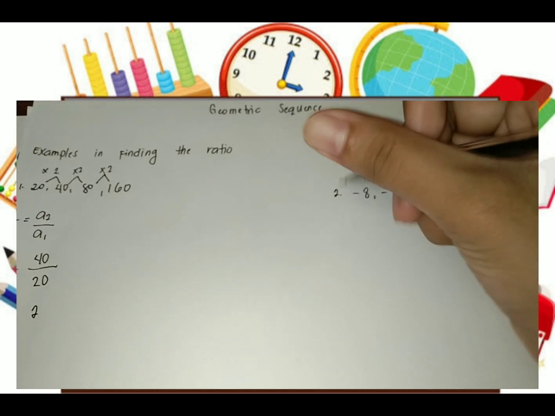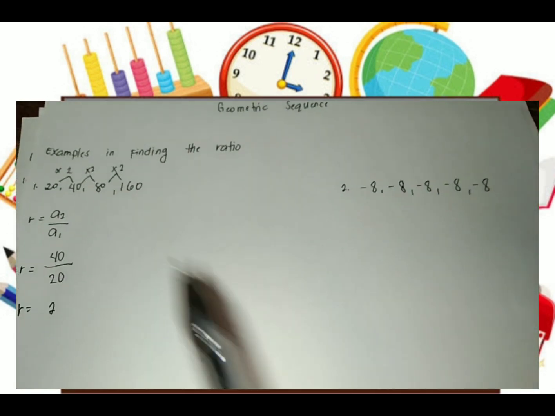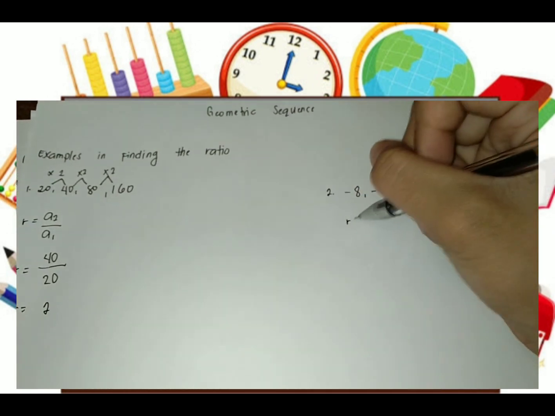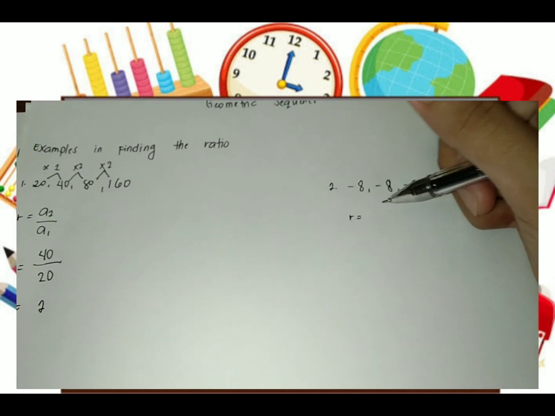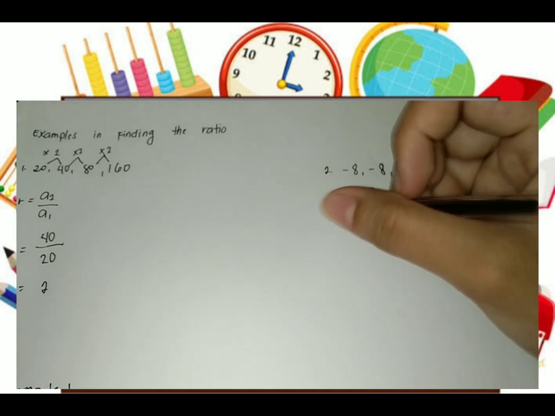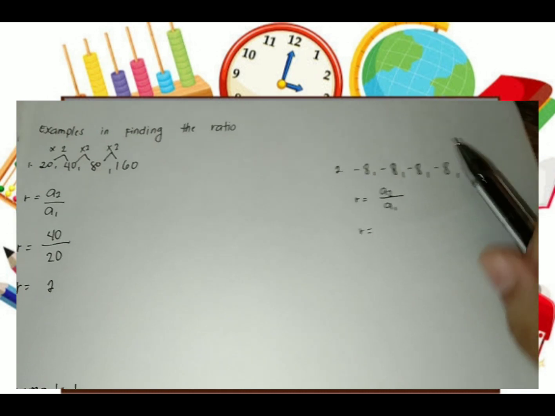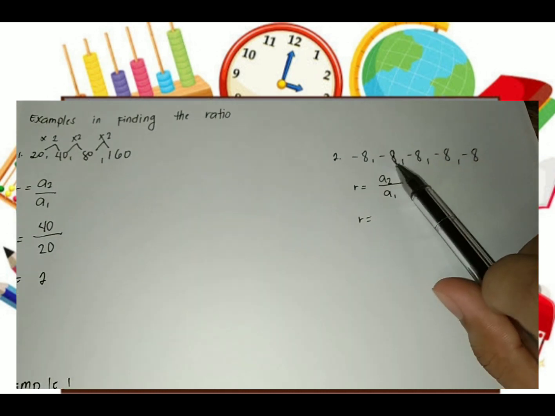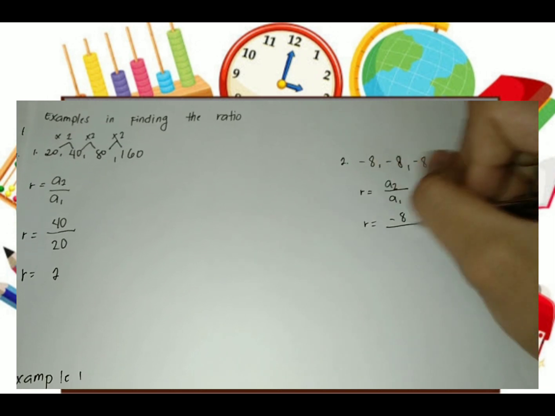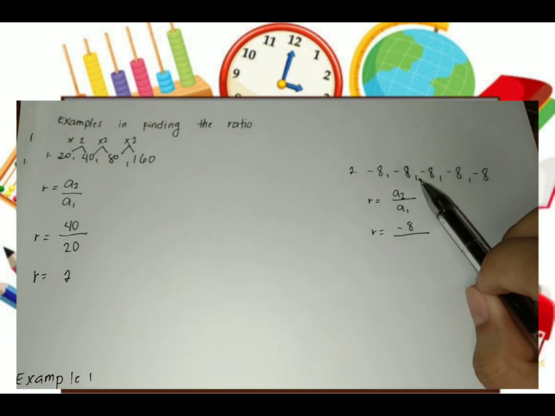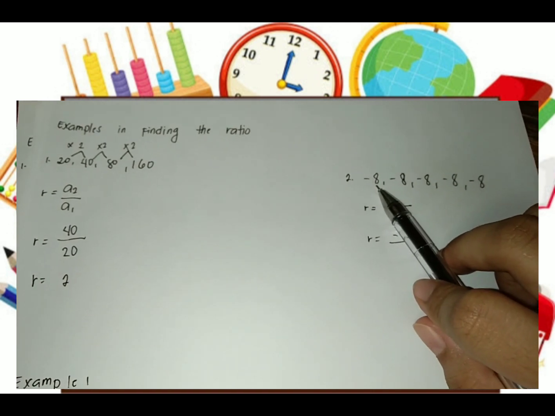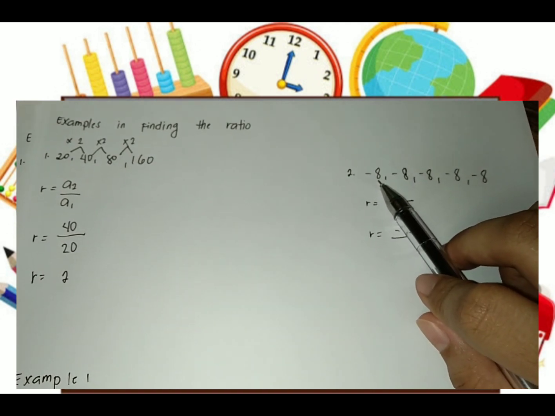As I said in the first example, the formula for finding the ratio is a sub 2 divided by a sub 1. In our second example, the a sub 2 is negative 8. So we will write here negative 8 divided by our first term, or a sub 1, which is negative 8 again.